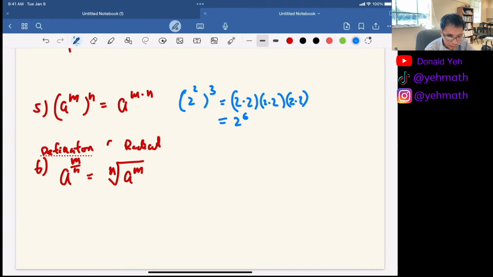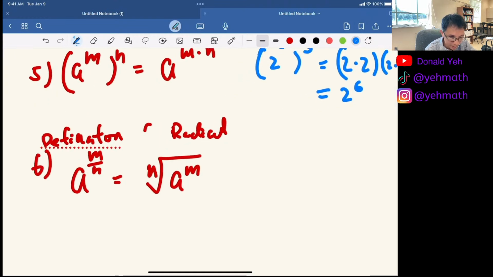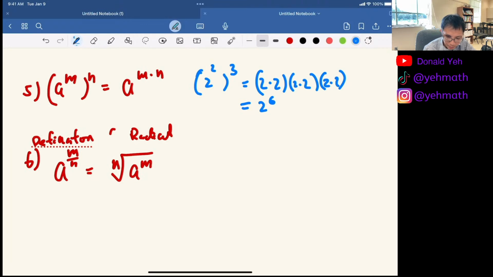The last one is called definition of radical. Definition of radical is kind of hard. So we say 8 to the negative 2/3 power. Did anybody know the answer yet?